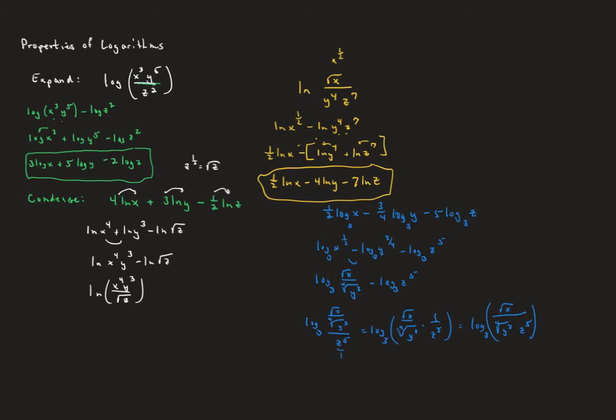So notice, when you've done a couple dozen of these, you'll see that the two subtractions end up in the denominator. So those are both being divided.